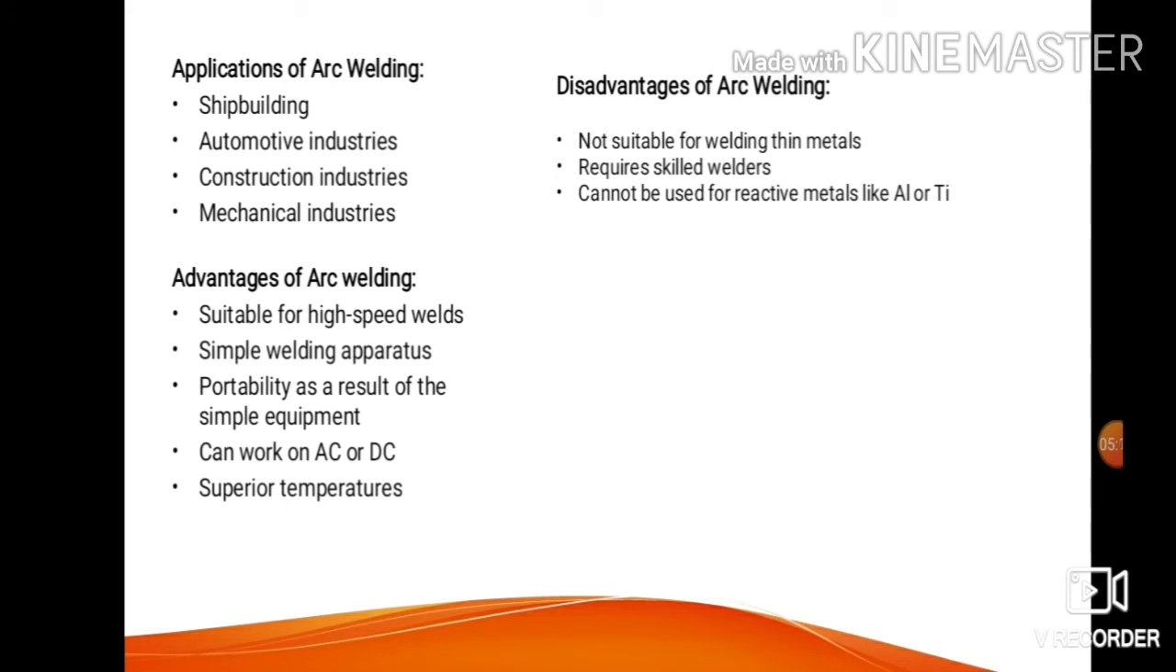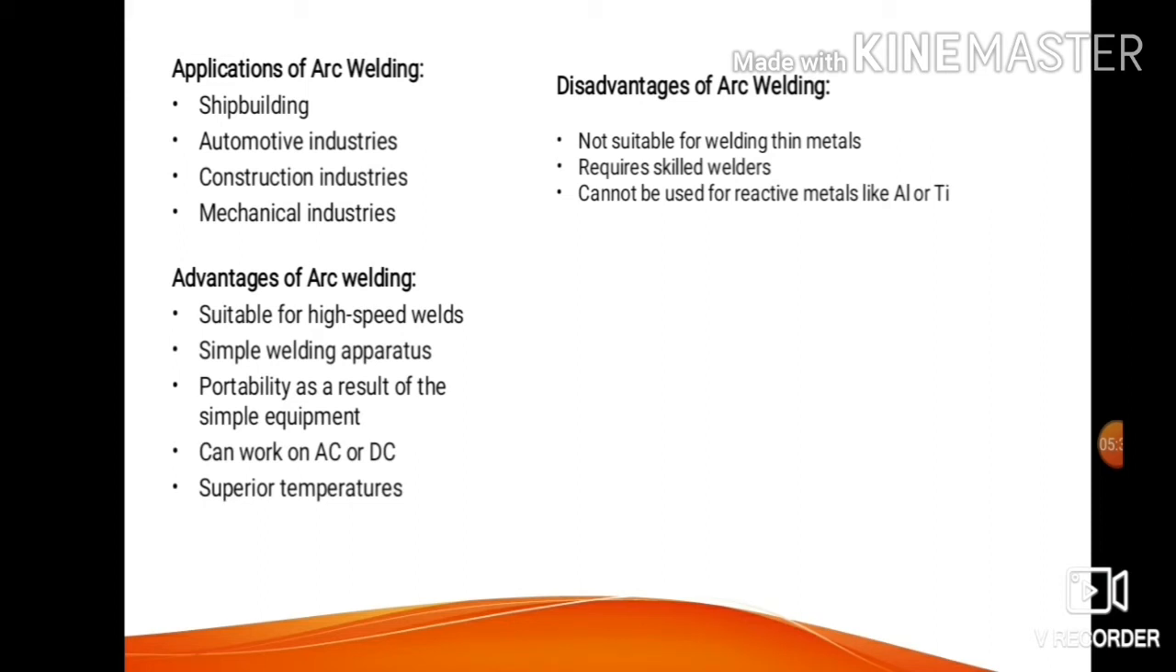First one is not suitable for welding thin metals. So it means we cannot weld on thin sheets. If the thickness of the sheet is below 3 to 4 mm, then we cannot perform arc welding on it. Next, it requires skilled workers. So this type of welding requires skilled workers. They have to be skilled in their work.